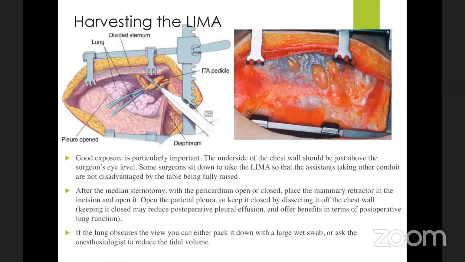Open the parietal pleura or keep it closed by dissecting it off the chest wall. If the lung obscures the view, you can either back it down with a large wet swab or ask the anesthetist to reduce the tidal volume.